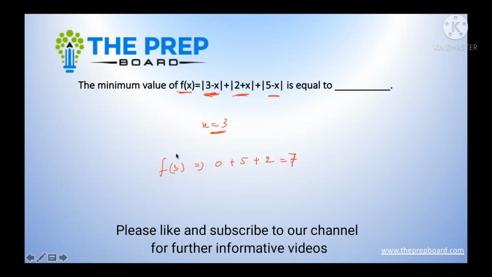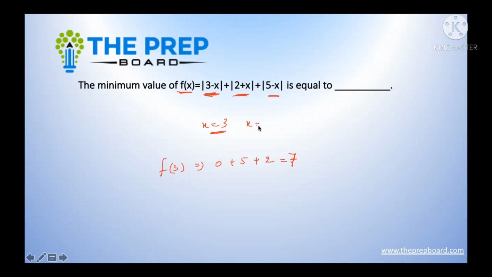Now for the next value we'll make this bracket 0. For this we have to put x equals minus 2. So f(-2) equals, we put the value of x as minus 2. So this becomes 5, this bracket 0 and this bracket again 7. It becomes 12. Finally, in order to make this bracket 0, we have to put x equals 5.